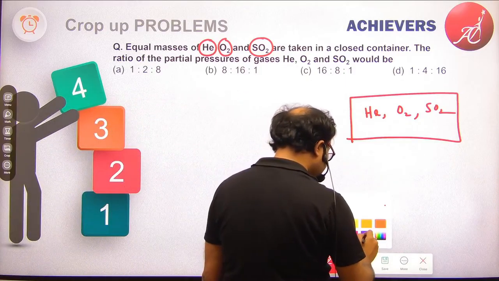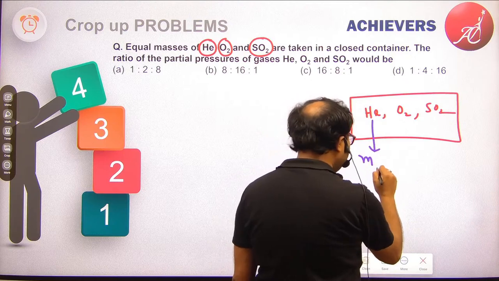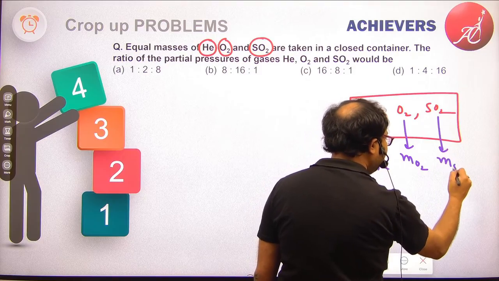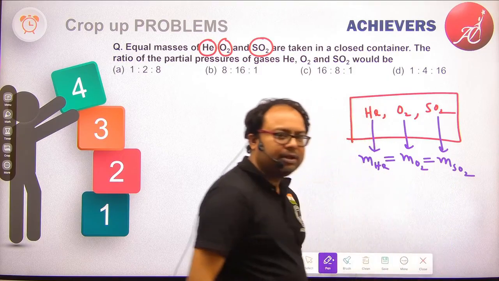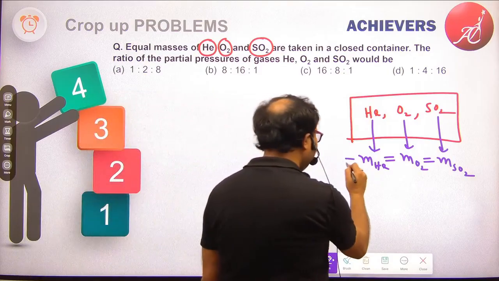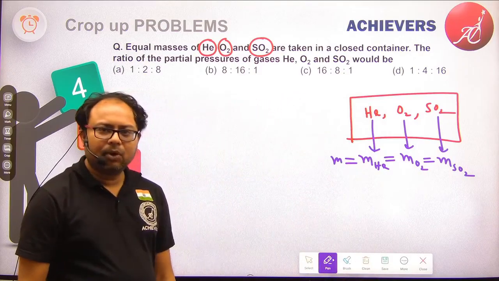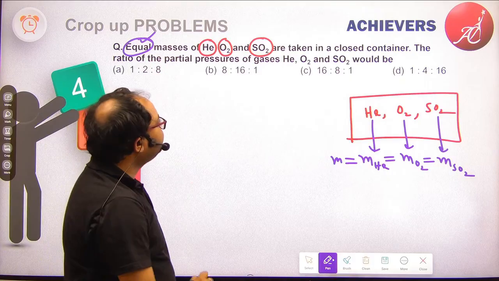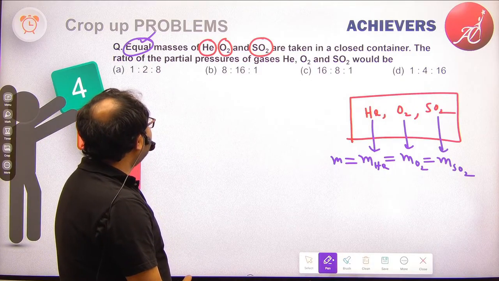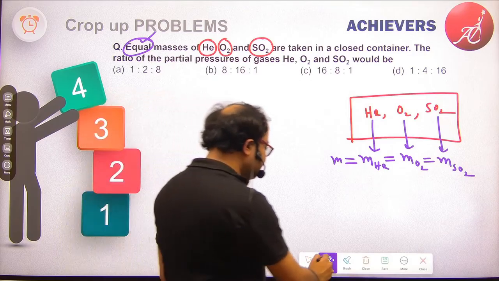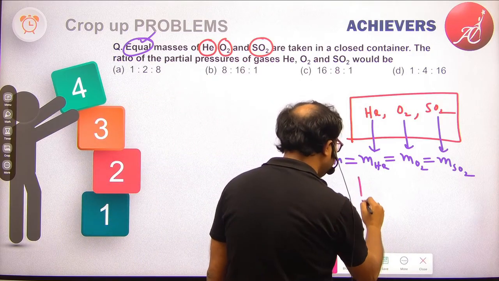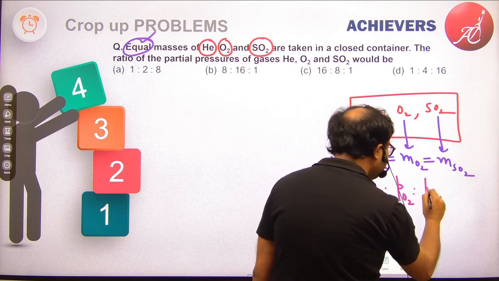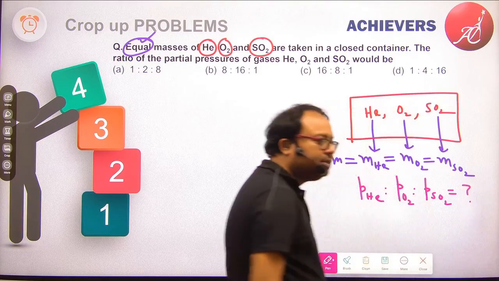And they're saying that the mass of helium, mass of oxygen, and mass of sulfur dioxide are all equal with respect to each other, and say the value is m. Okay, got it? So you have got equal masses. You have to calculate the ratio of the partial pressures of these gases. That means you have to calculate P helium is to PO2 is to PSO2.